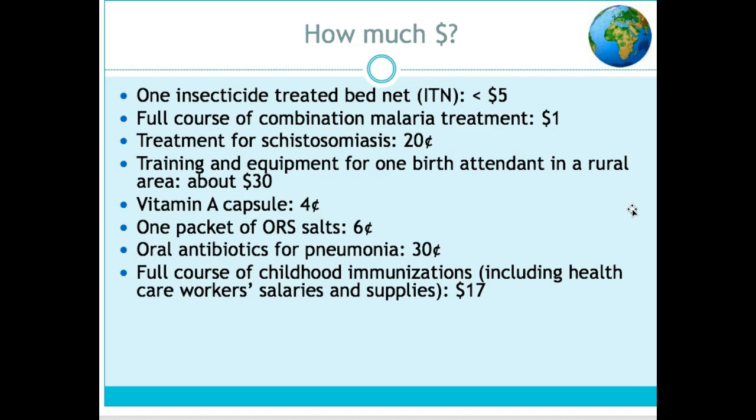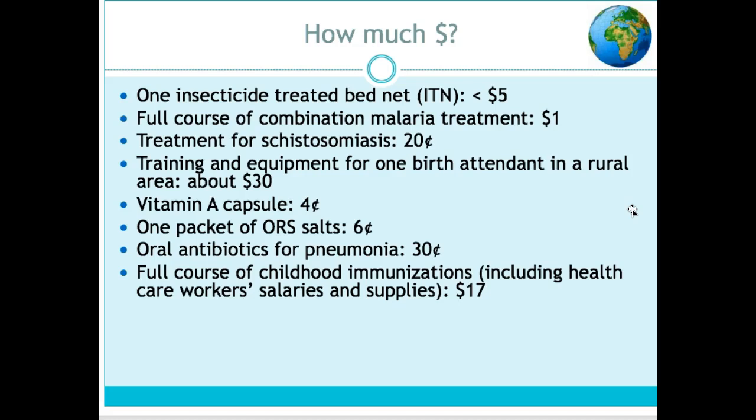And then I'd like to share with you some questions. How much money does it cost? How much is one insecticide-treated bed net, an ITN, to prevent malaria? Less than $5 for each bed net. Why aren't they more prevalent in households with mosquitoes that carry malaria? Just $5 per net. How much is a full course of malaria treatments? A dollar. And as we saw in our Ali movie earlier in this presentation, how much is the treatment for schistosomiasis? 20 cents, a mere 20 cents.